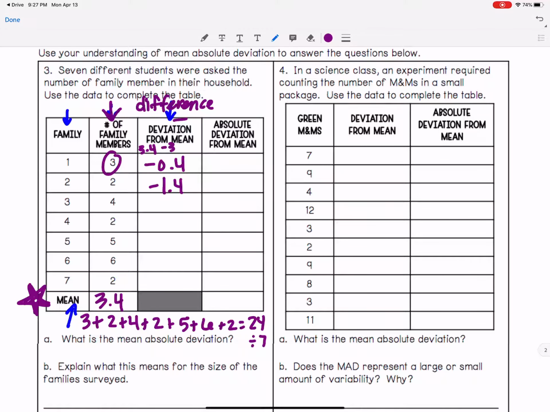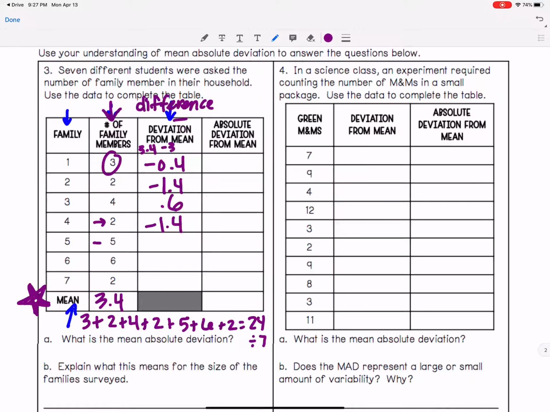What do you do to go from 3.4 to 4? 3.4 to 4, what am I doing? I'm going to add 0.6. So this is not going to be a subtraction problem, we'll be adding 0.6. So all I'm going to say is the difference is 0.6. To go from 3.4 to 2, right here, I'm going to have to subtract again. I'm going to have to subtract 1.4.